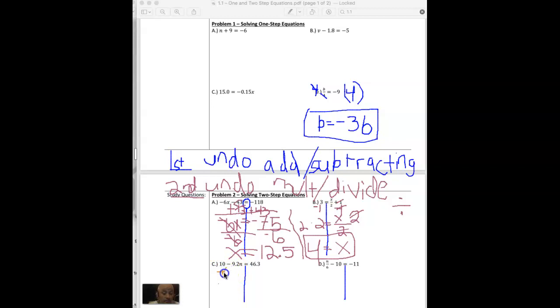So subtract 10 both sides here. Subtract 10, and so the 10 will zero out here, right? Bring down the negative 9.2 n, and 46.3 minus 10 is 36.3. And we're just going to divide by negative 9.2, guys.